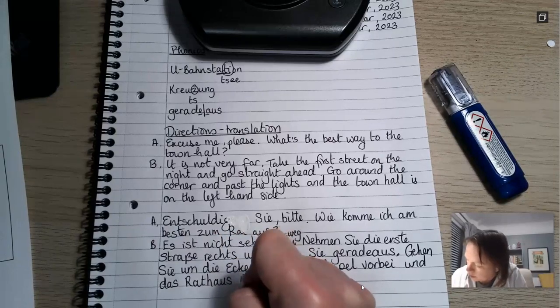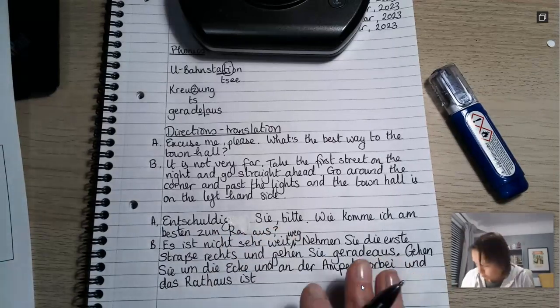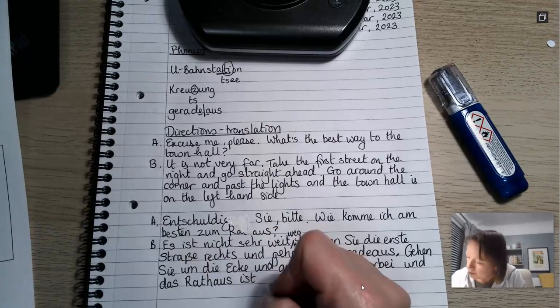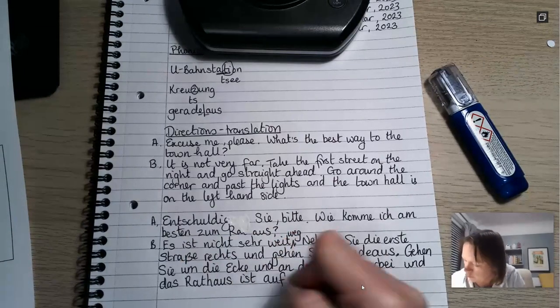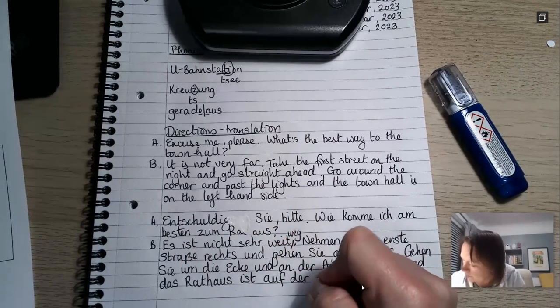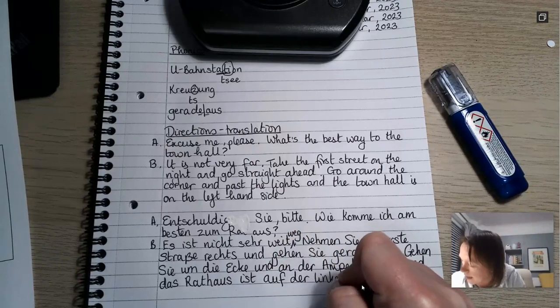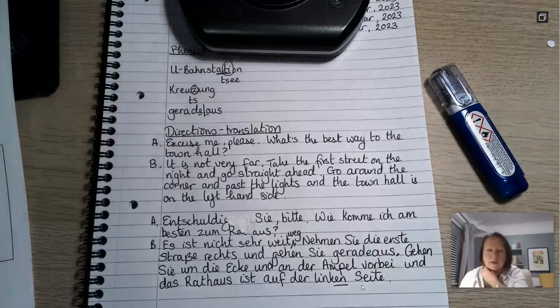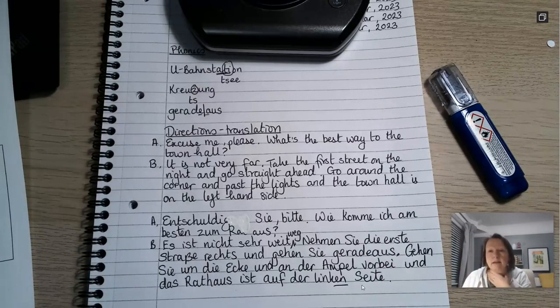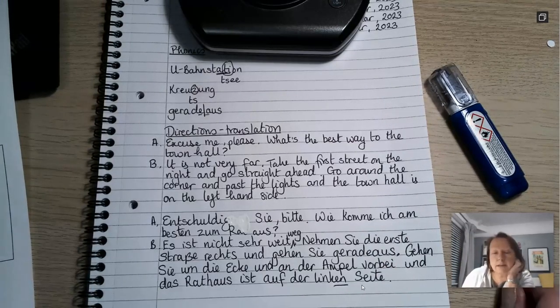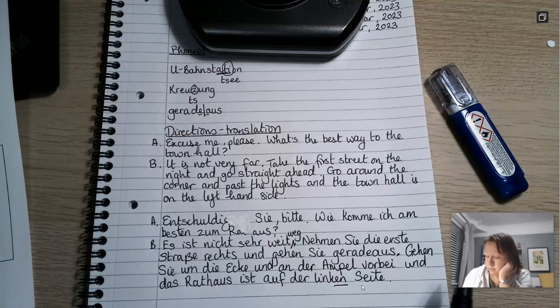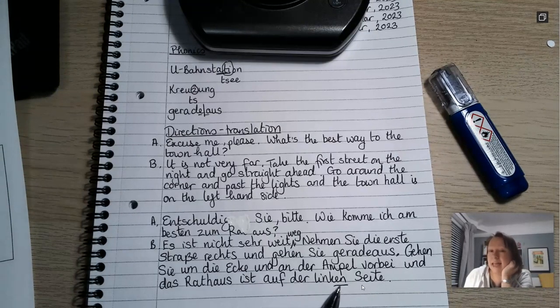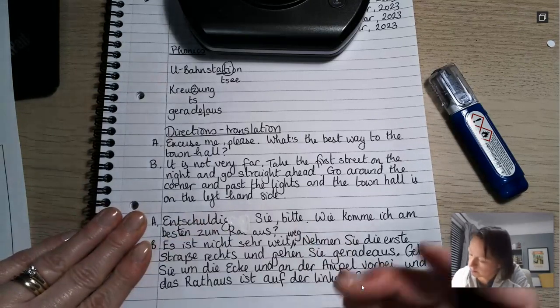Okay, you should know ist for is, but the next bit we haven't done, so I'm going to show you how to do that. On the left-hand side, you say auf, so for on, der linken Seite. And that's how you say on the left-hand side, auf der linken Seite. So how do you think you would say on the right-hand side? Okay, so hopefully you've guessed that it would be auf der rechten Seite.